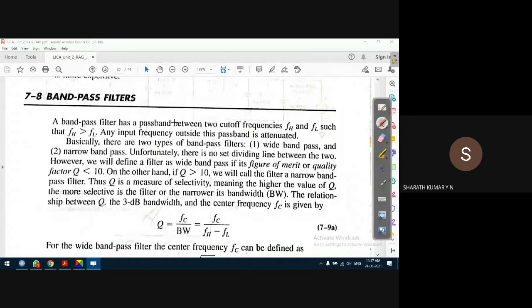Next is the band pass filter. It has a pass band between two cutoff frequencies. There is a higher cutoff frequency and a lower cutoff frequency, such that the higher cutoff frequency is at a very high level compared to the lower cutoff frequency. Any input frequency outside this band is attenuated.